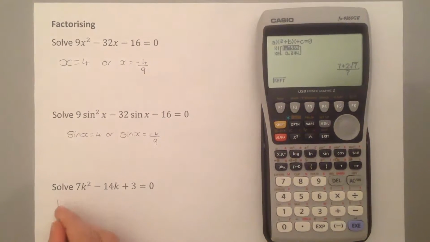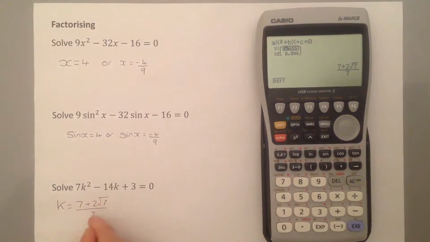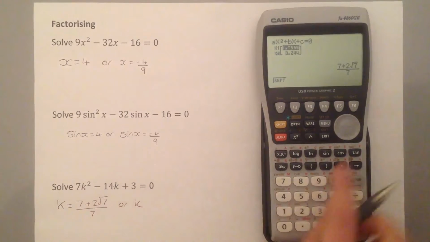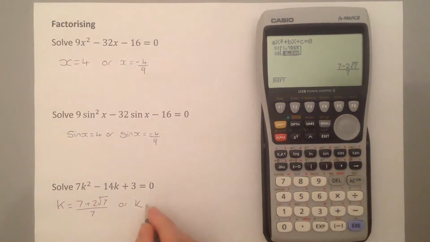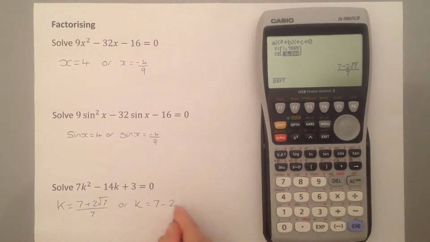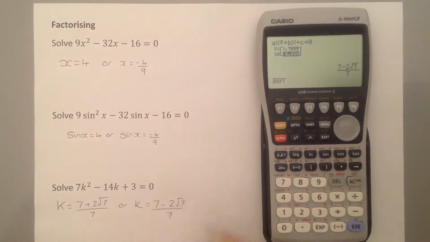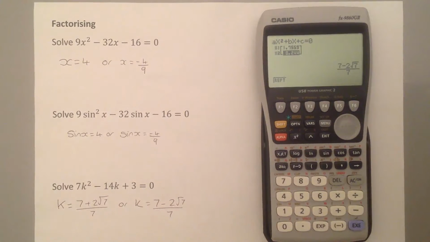So I must put K equals, so my first solution is 7 plus 2 root 7 over 7. And my second solution, if I go down again, it'll give me the exact one, is 7 minus 2 root 7 over 7. So it's really important that you don't just accept the decimal answers. You might find that it does give a decimal at the bottom. Make sure you're using enough significant figures if it does. If you've got your calculator set up to do imaginary roots, it might also give you those.